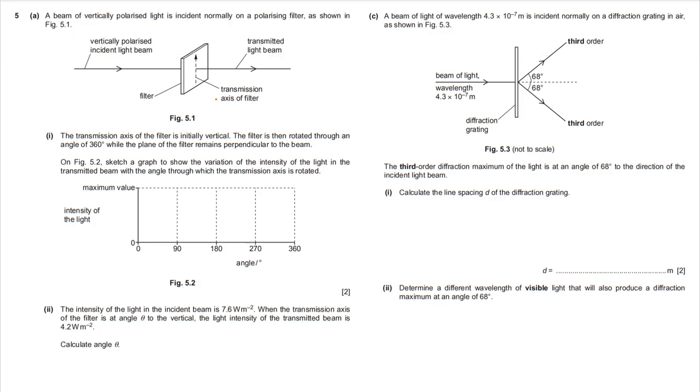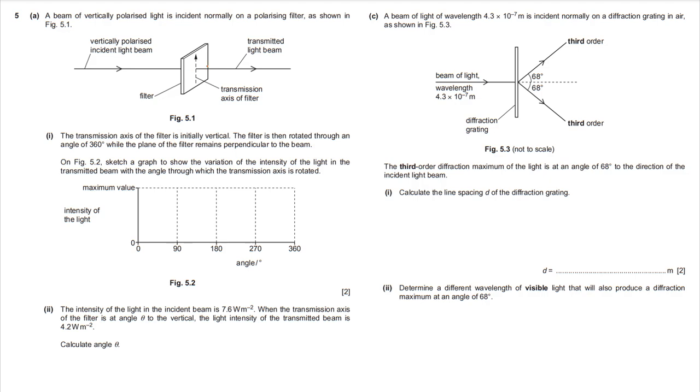Okay. So the first question is a beam of vertically polarized light is incident normally on a polarizing filter as shown in figure 5.1. So this is a question from the plane polarization one. We have a vertically polarized light beam and it passes through a vertical polarizer. The transmission axis of the filter is initially vertical. The filter is then rotated through an angle of 360 degrees.